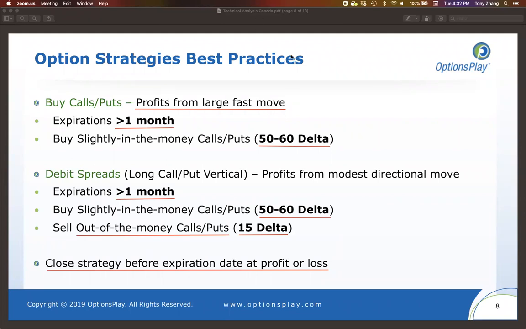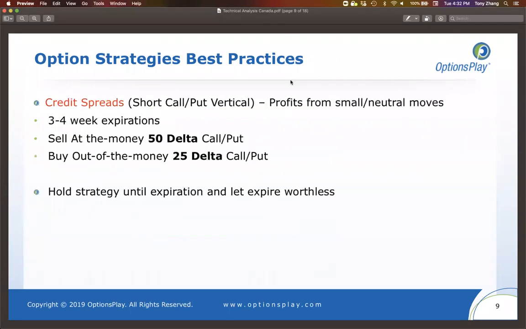Conversely, on the flip side, if you're selling credit spreads, that's where it's a little different. This is where you're profiting or you're trying to profit from a small or neutral move in the underlying stock. You want to sell relatively shorter dated options. So when you're selling options, you want to sell shorter dated options. When you're buying options, you want to buy longer dated options. This is really to maximize or minimize the effect of time decay. So when you're selling options, you want to maximize time decay.